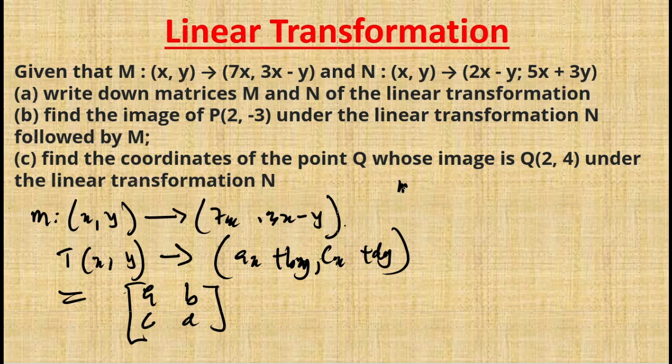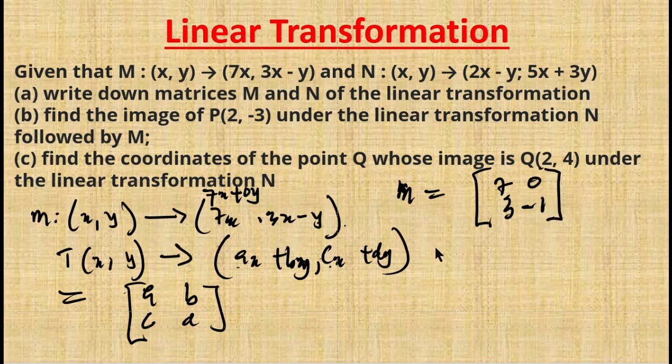For M first, because we have this as 7x, I will write this 7x as 7x plus 0y. So my a here is 7, my b is going to be 0. So the matrix here is going to look like 7, 0, and my c here is going to be 3, while my d will be minus 1, because the coefficient of y here is minus 1. Then I can close my bracket. This is the matrix for M.